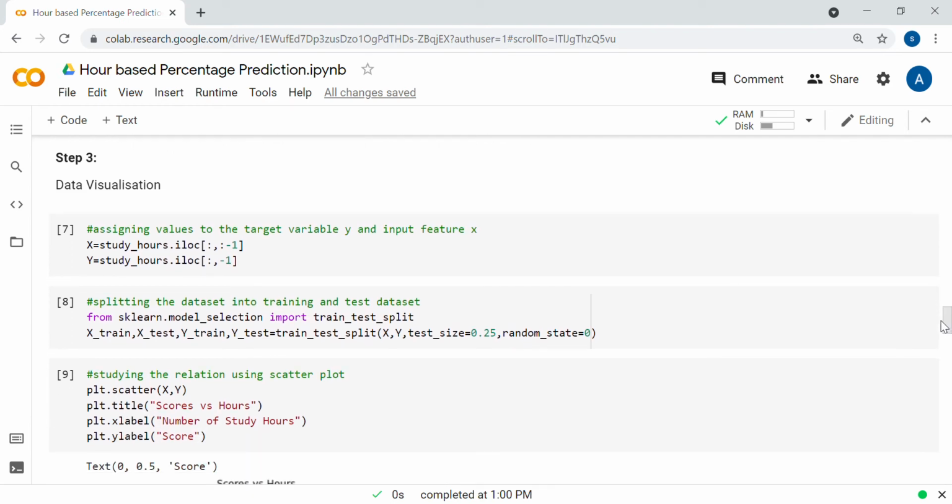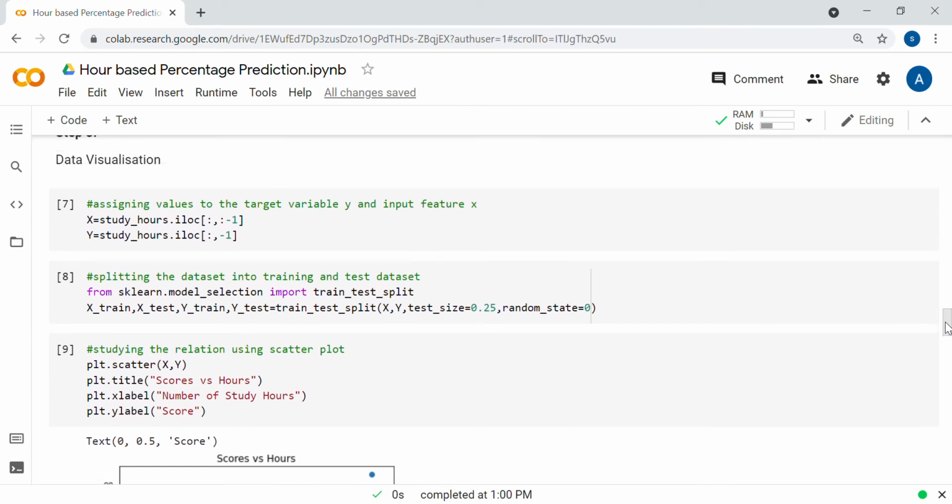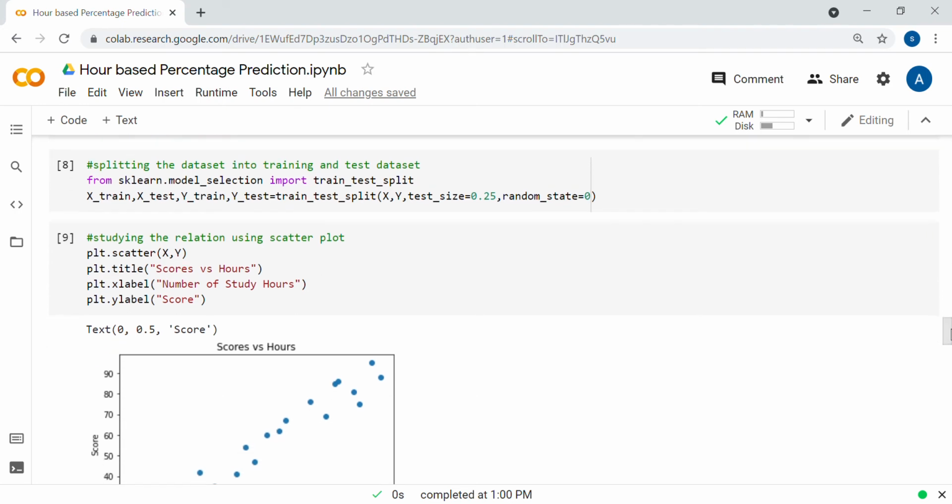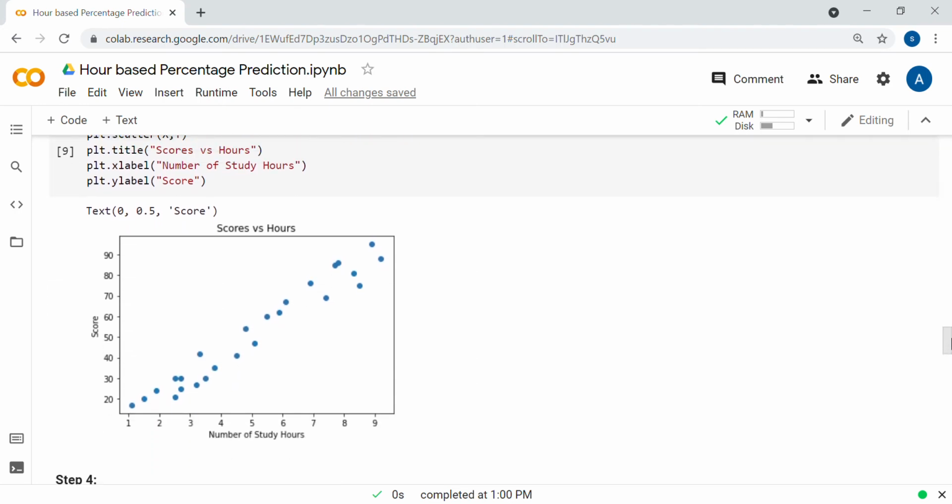Moving on to data visualization. Now before we plot something, we must split the data set into training and test data set to have a better visualization. So xtrain and ytrain represent the training data set and xtest and ytest represent the test data set. Now here we have the scatter plot between x and y, that is between number of study hours and the score.